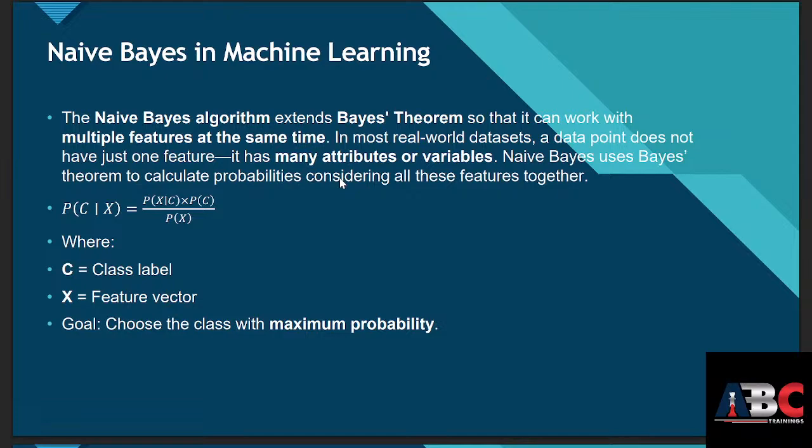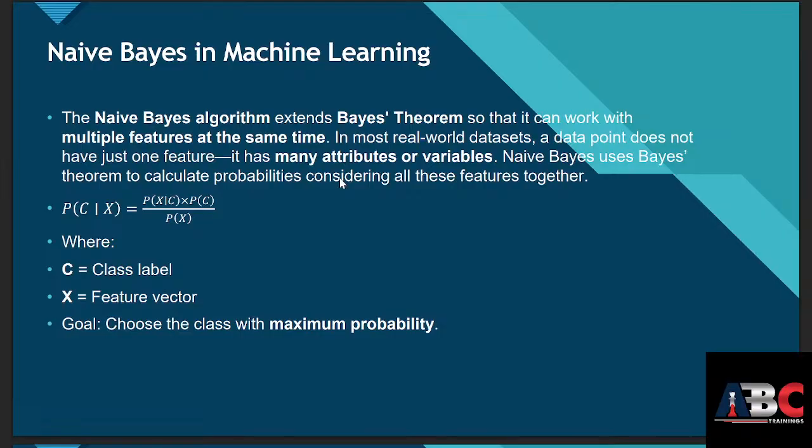The second topic is Naive Bayes in machine learning. Naive Bayes extends Bayes theorem so that it can work with multiple features at the same time. In most real world data sets, a data point does not have just one feature, it has many attributes or variables. Naive Bayes uses Bayes theorem to calculate probability considering all these features together.